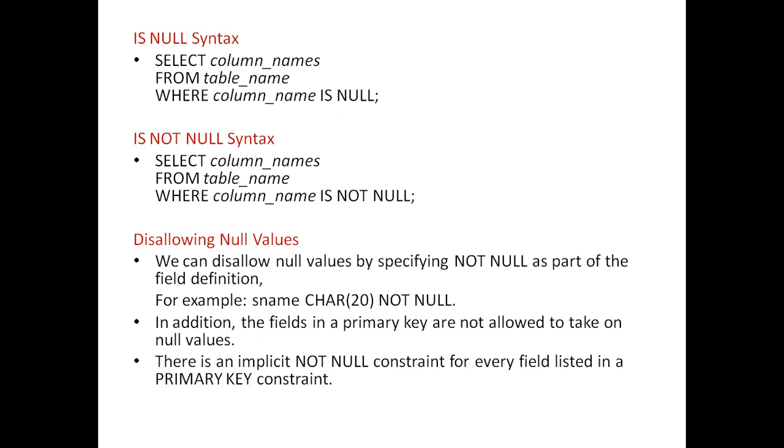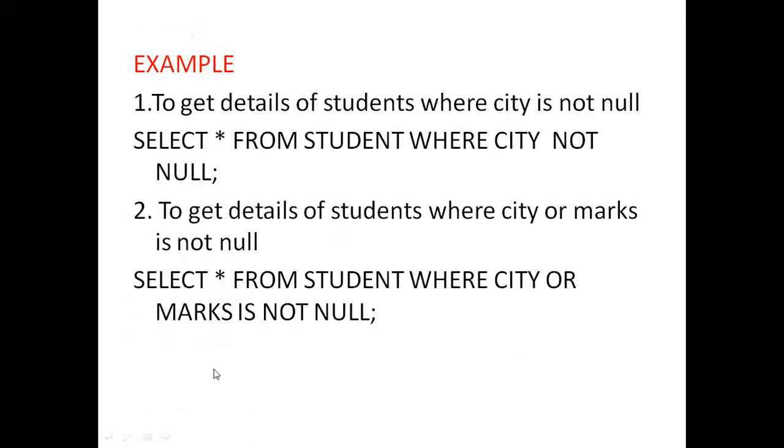In addition to not null, we can also use a primary key, right? Primary key also won't allow any duplicate values as well as null values. Okay, so not null is an implicit function of a primary key. You already know, right? Now let us see some examples.